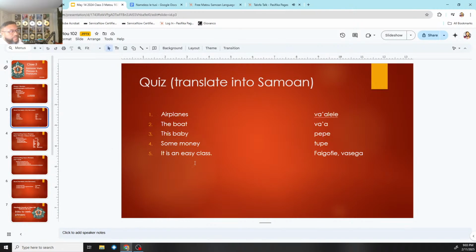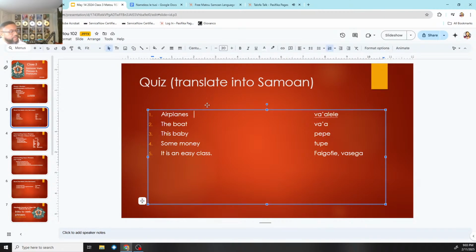Now, let's do this quiz together. We'll go through this really fast. Airplanes. How would we say that in Samoan? The word for airplane is va'alele. We're going to put this in the Samoan subject phrase format, and you can do it along at home. We're going to go through this real fast.